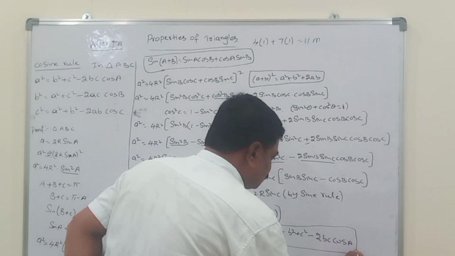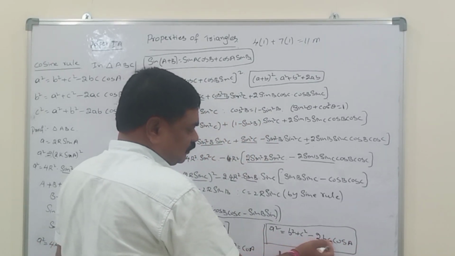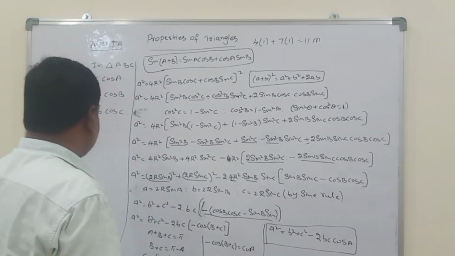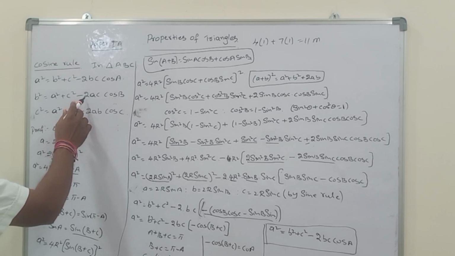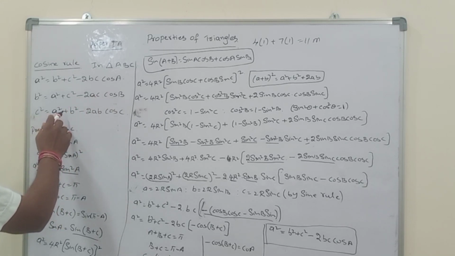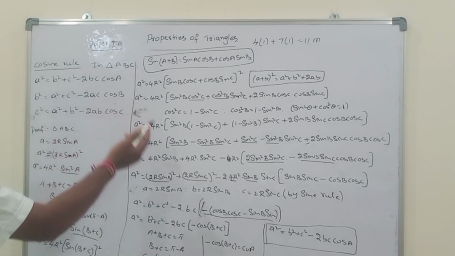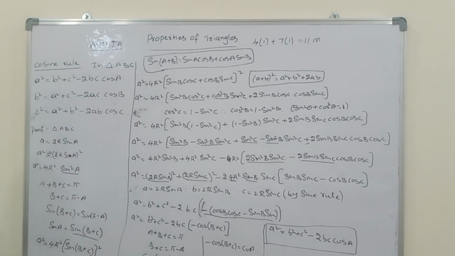So this is the formula of the cosine rule. a square is equal to b square plus c square minus 2bc cos A. Similarly, b square is equal to a square plus c square minus 2ac cos B. c square is equal to a square plus b square minus 2ab cos C. That's all.